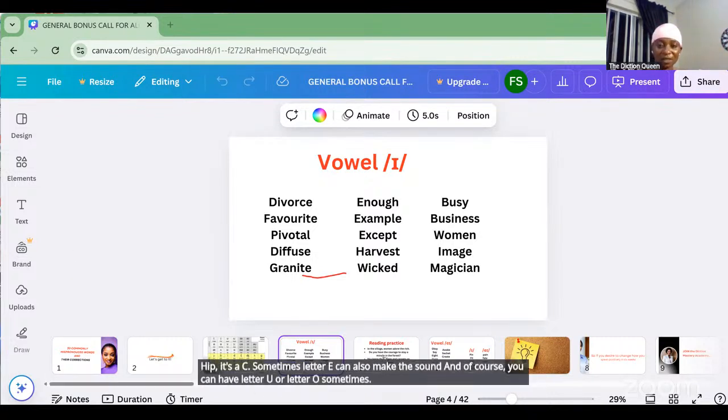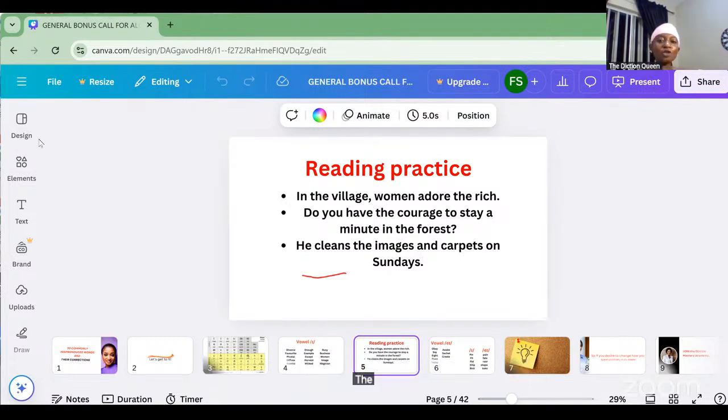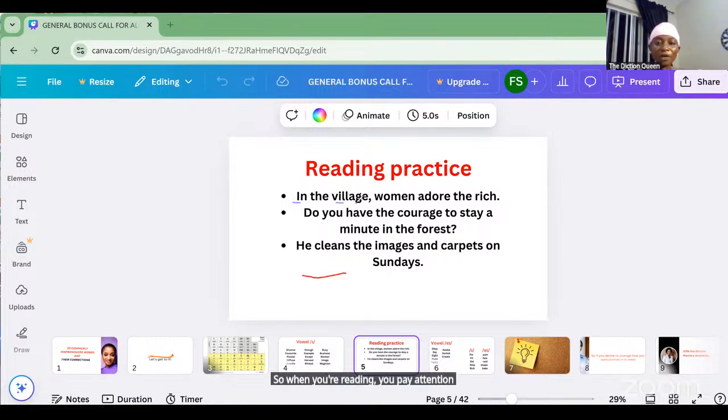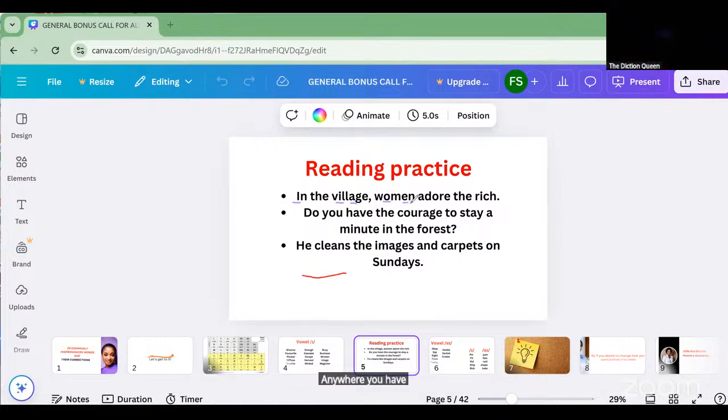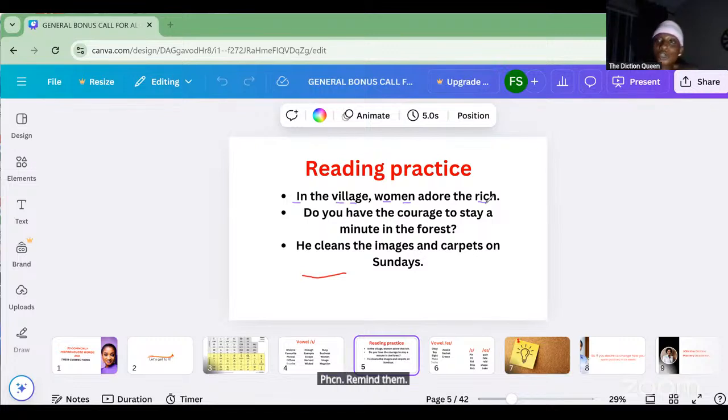Now we have a reading practice. I'll read the reading practice and then call on 5 people as well to practice with me. The first one, you need to first identify all the words with A. So let me underline them. When you're reading, you pay attention. Also, do not forget the TH sound. Anywhere you have T and H sound, make sure that your tongue is outside. So do not forget the TH sounds.